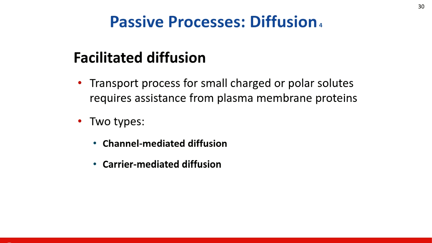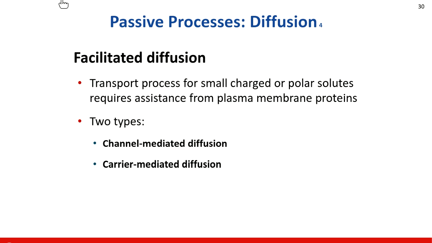The second type of diffusion is called facilitated diffusion. When you facilitate something, you're giving it assistance. You're giving it help, okay? So with facilitated diffusion, what we have is a molecule that is small, but it's also charged, like sodium, potassium. Those are ions. They're small, but they're charged, okay? Or they're small but polar, so they need help. They can't slide in between the phospholipids.